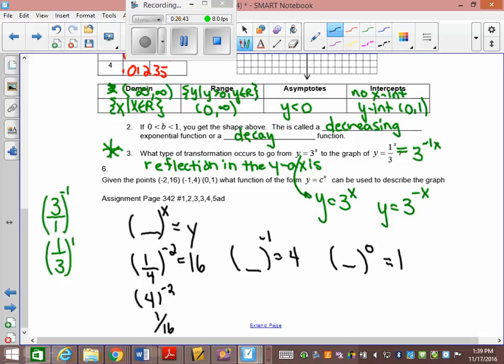If I did 1 over 4, then it would work. (1/4) to the -2 is the same as 4 to the 2, which is 16. (1/4) to the -1 is the same as 4 to the 1, which is 4. And then this one just works because anything to the 0 is 1. So you're right. So what function could we do? y equals (1/4) to the x. And this is your homework.